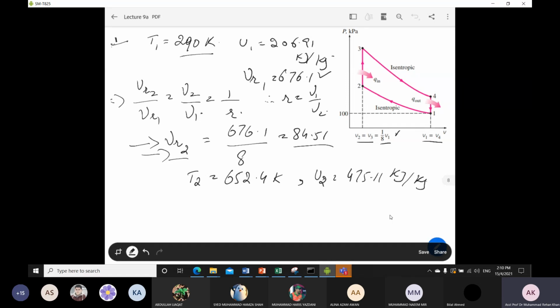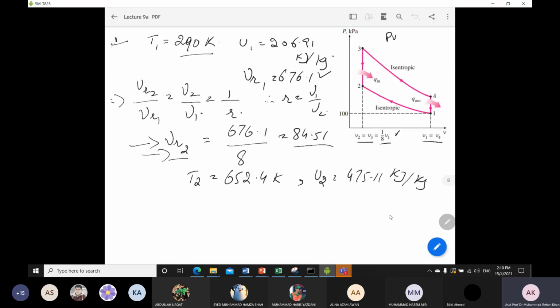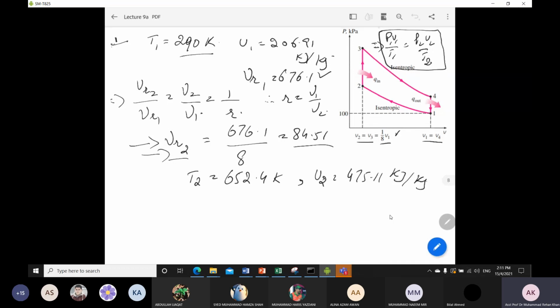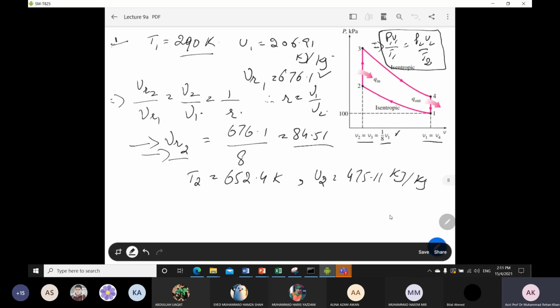Now another equation which is valid for gases is P1 V1 over T1 is equal to P2 V2 over T2. It can be valid for all the states, whether it is an isentropic process or a constant volume process. So you can apply this equation for two different state points, and if the state one properties are known to you, you can easily find the pressure or temperature. You can easily find the second state property by using this equation.